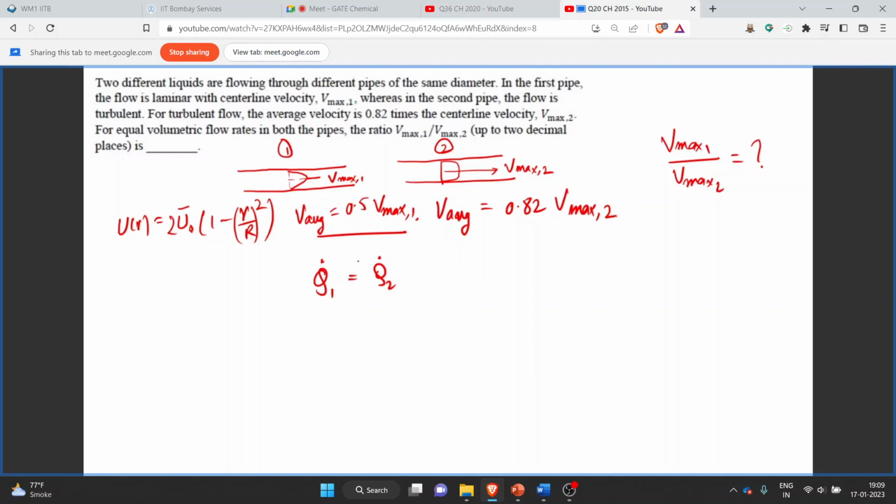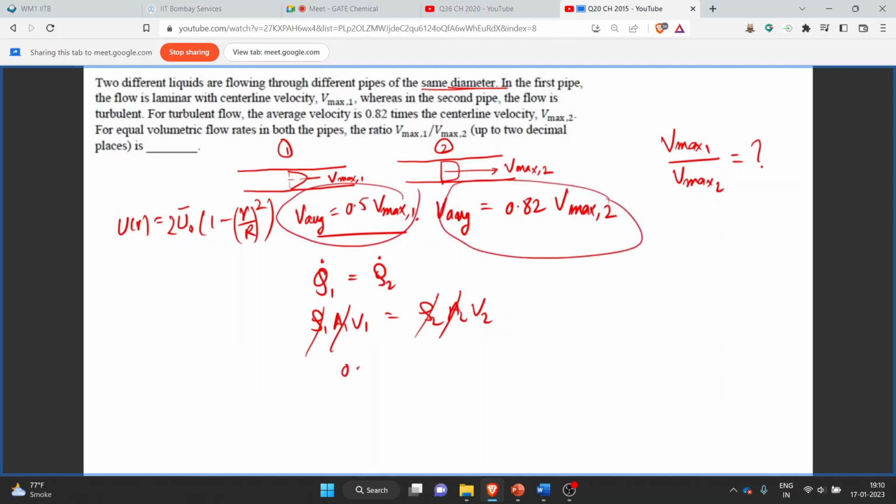Now we can use that average velocity to find the volumetric flow rate by rho1 A1 V1 is equal to rho2 A2 V2, where rho1 and rho2 are the density of the fluid and they are same in both the cases. So this will get cancelled out. Now both the pipes have the same diameter. So the cross-section area, that is pi by 4 d1 square and pi by 4 d2 square, will be same. So this will also get cancelled out, and V1 and V2 are the average velocity. So we can replace the value of the average velocity in terms of the centerline velocity, that is Vmax1 and Vmax2, using these two equations.